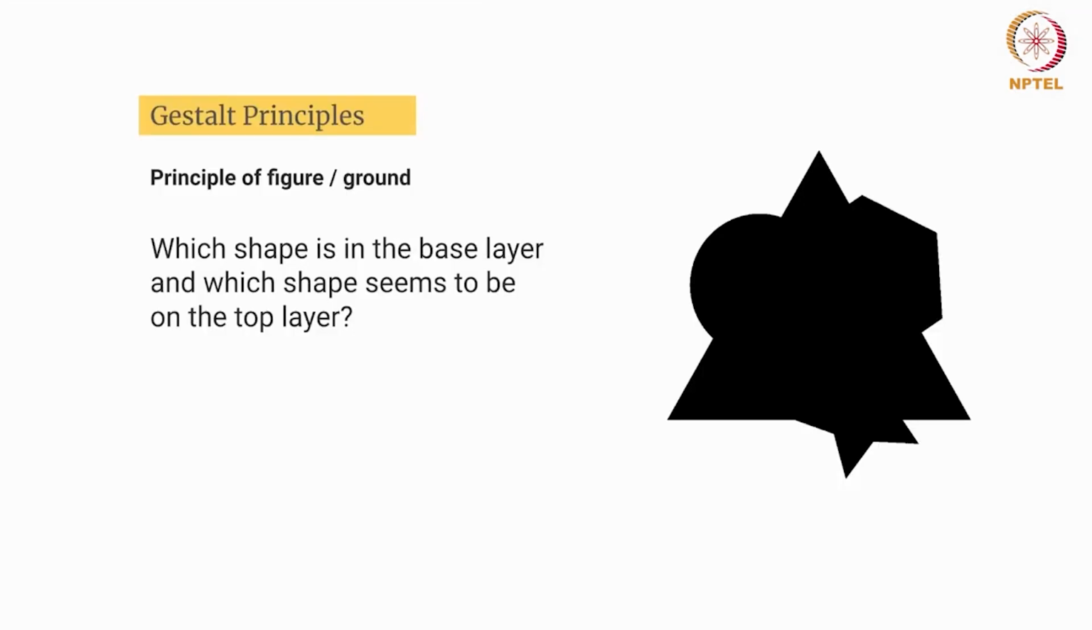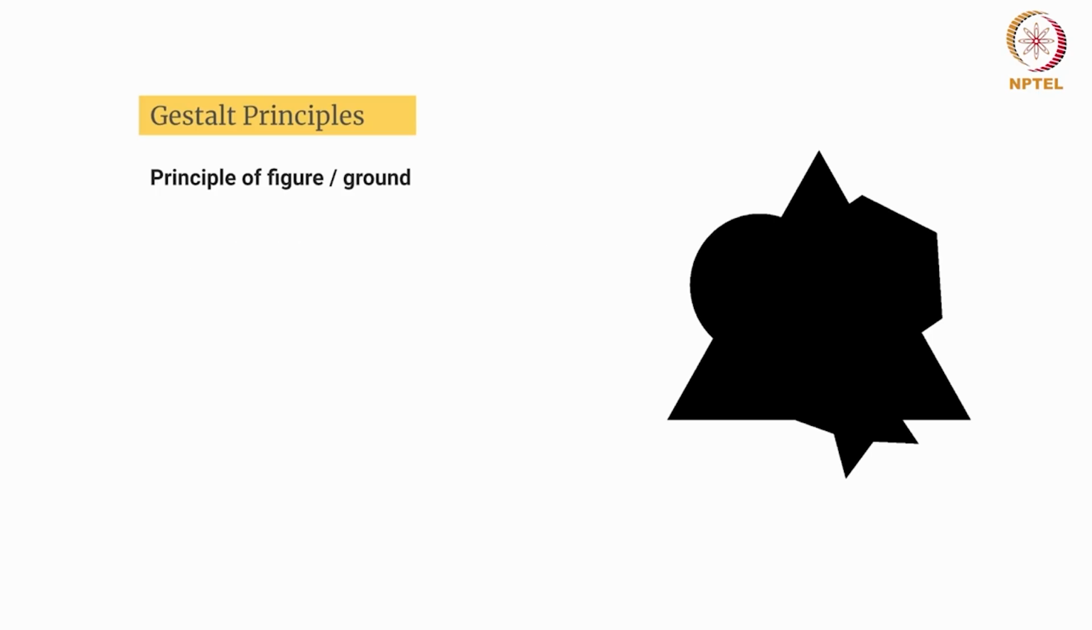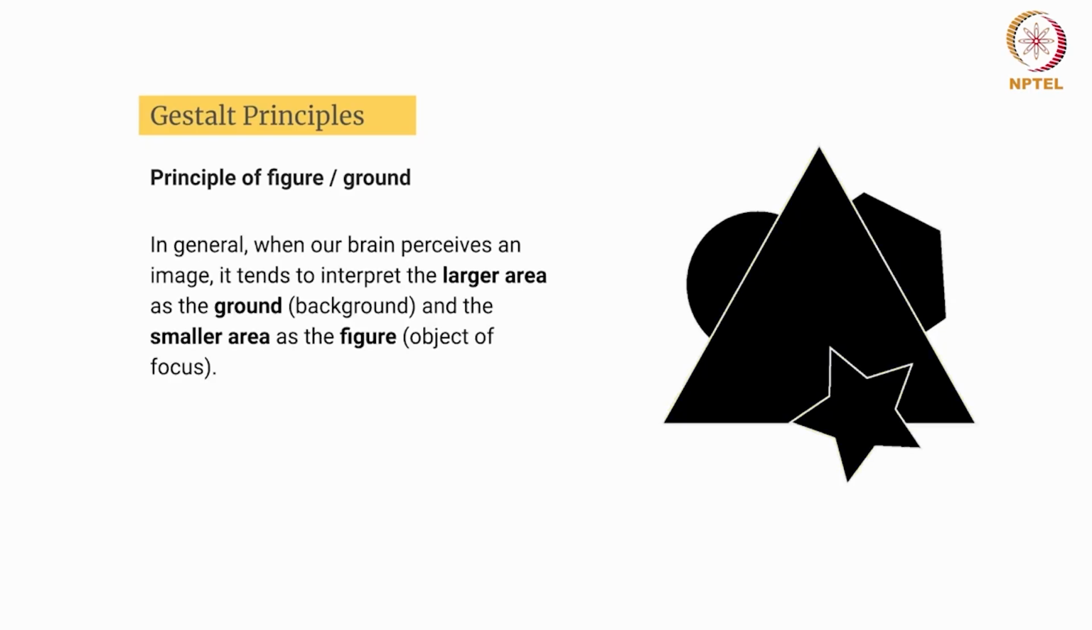Now, there's another question: which shape is in the base layer and which shape seems to be on the top layer? I'm pretty sure you have now identified which can be in the base layer and the top layer. Let's see this. Some of you may have said the triangle seems to be bigger, so it can be in the base layer, and the star, which seems a little bit smaller compared to the rest of the elements, can be in the top layer, which is not wrong.